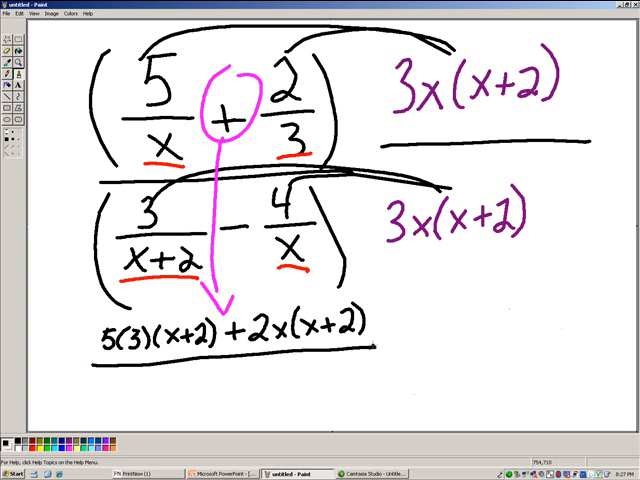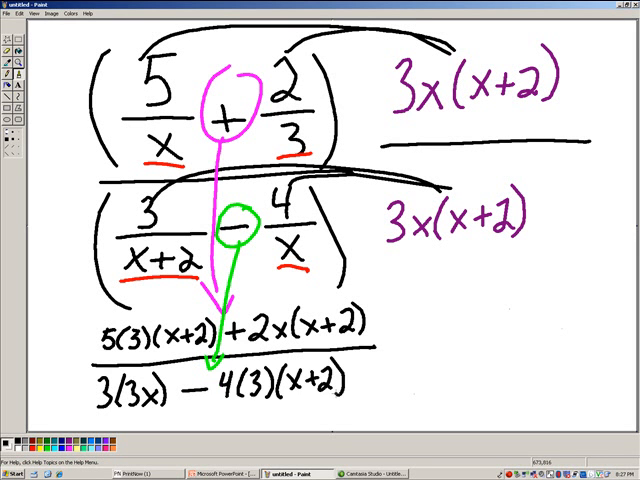The 3x times x plus 2 times the 3 over x plus 2. In this case, the x plus 2's will cancel, leaving us with 3 times 3x. We need that minus sign, just like we needed the plus sign from the numerator. And then when we multiply 3x times x plus 2 times 4 over x, the x's will cancel, leaving us with 4 times 3 times x plus 2.